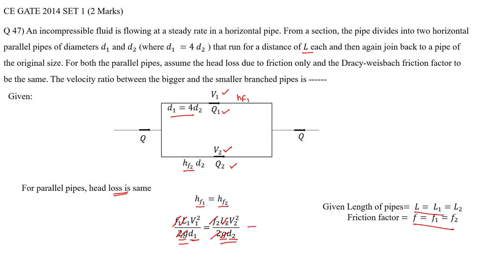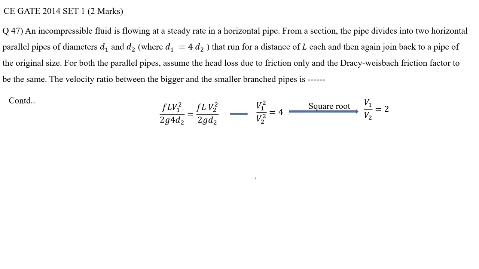So what are we left with? We are left with V1 square by D1 equal to V2 square by D2. As we know, D1 equal to 4D2. So if I substitute, V1 square by 4D2 equals V2 square by D2, and D2 also cancels. So V1 square by V2 square is equal to 4. If one wants the ratio V1 by V2, we can simply take the square root of it. So we get V1 by V2 equal to 2.